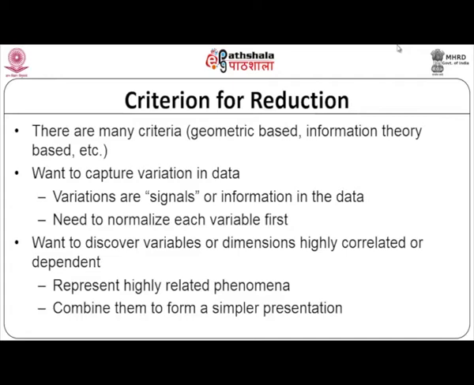So, you want to discover what the correlations between the dimensions are. Represent highly related phenomena and combine them to form a simpler one. So, the two essences: one is I want to find the variation, or look after the variation, in other words. The other one is I want to find correlation so that I can combine them. So, these are the two essences, two concepts of dimensionality reduction.